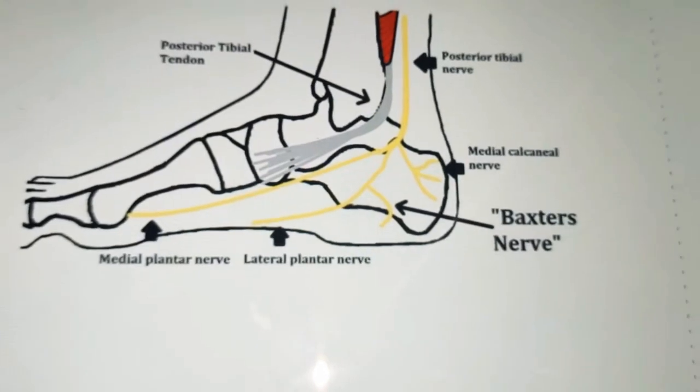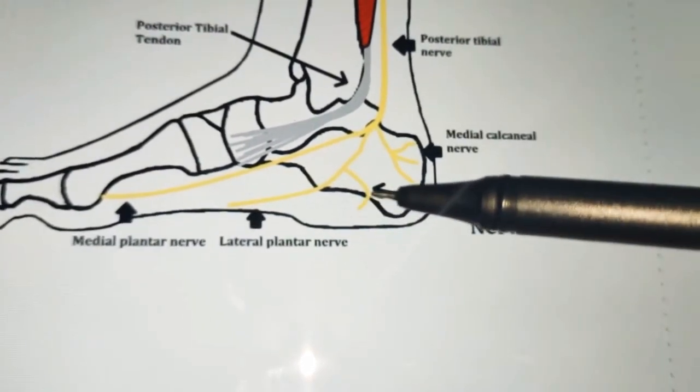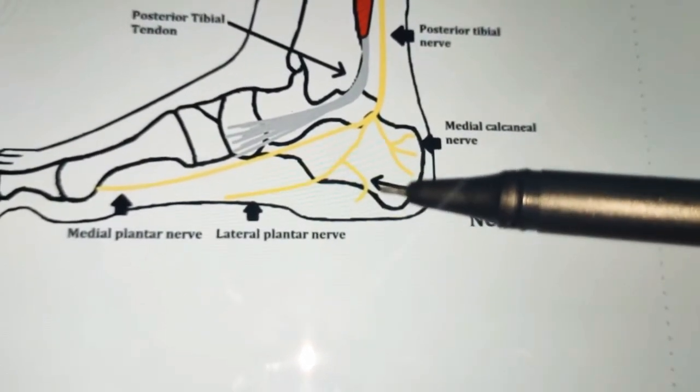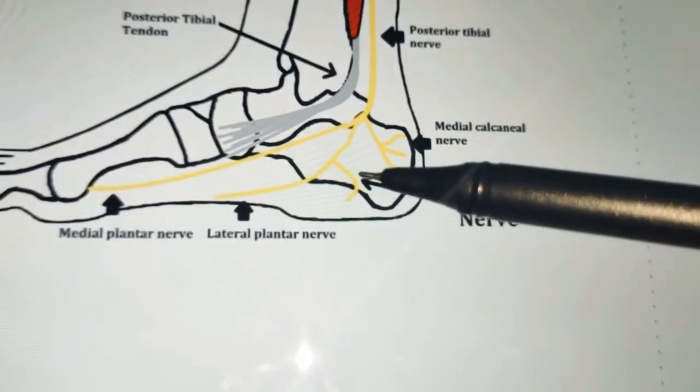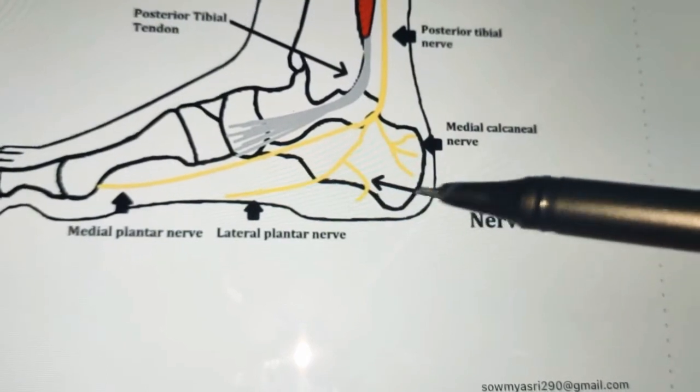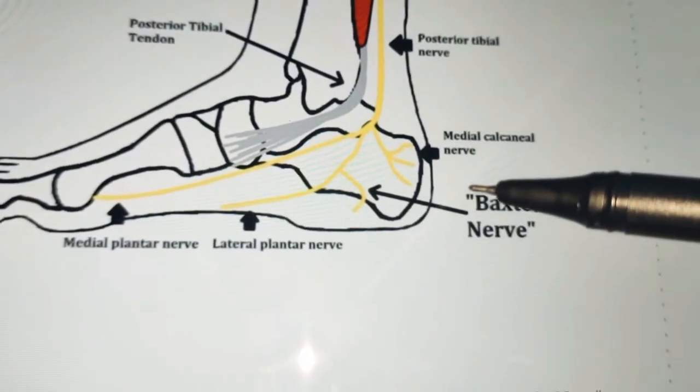So this is the last one, that is Baxter's nerve. You can see this is Baxter's nerve. It is due to the inferior calcaneal branch of the lateral plantar nerve being affected. So this is the lateral plantar nerve. Its inferior branch is affected, leading to Baxter's nerve neuropathy.